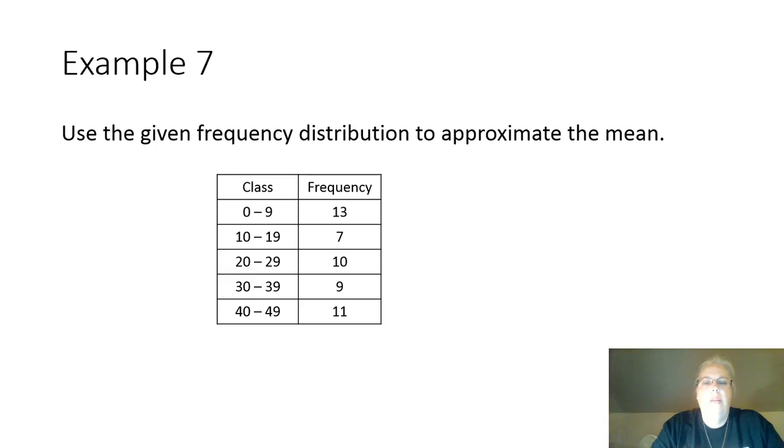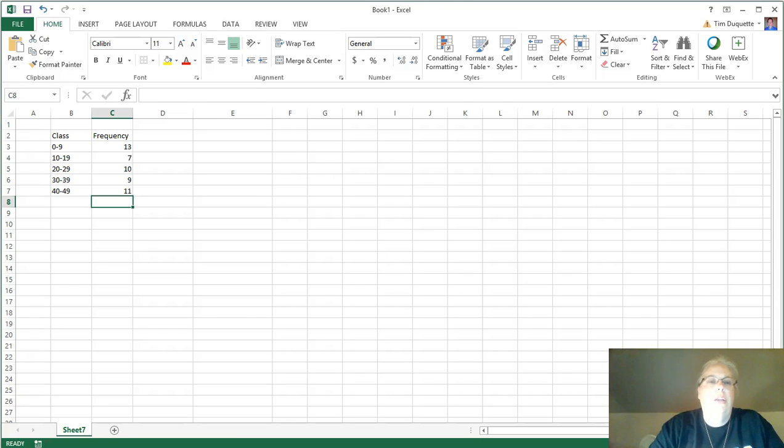Example 7, use the given frequency distribution to approximate the mean. Alright, so I'm going to pull up an Excel spreadsheet because it's going to look a little bit nicer to have this separated out into its columns. And I'm going to put this frequency distribution into a spreadsheet. Alright, and here it is.